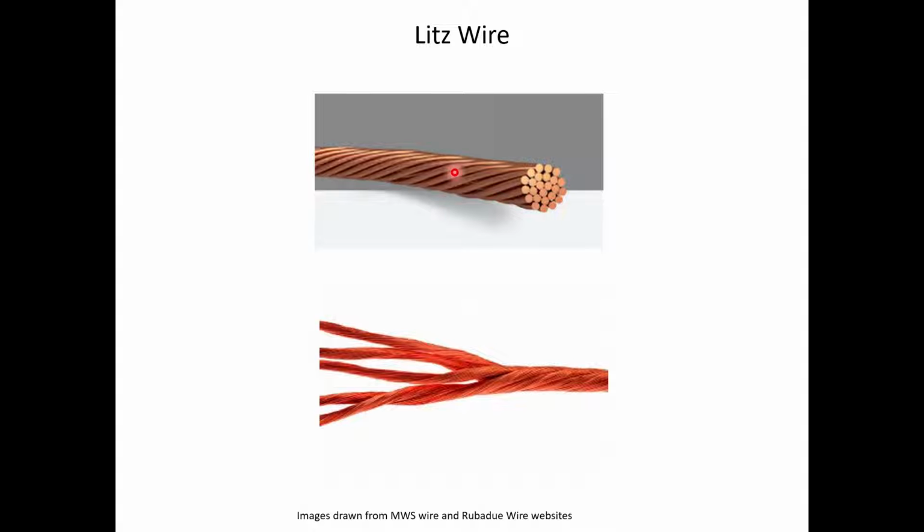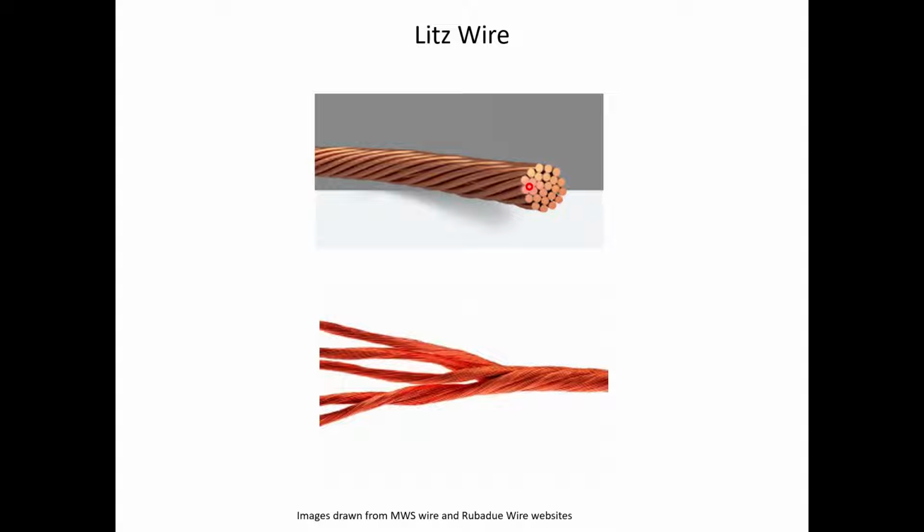And here's a picture of Litz wire. So what you do is if you want to carry a lot of current, so you need a lot of cross-section, but your skin depth is small, what do you do? You get a bunch of insulated strands. So each of these strands is insulated from one another.